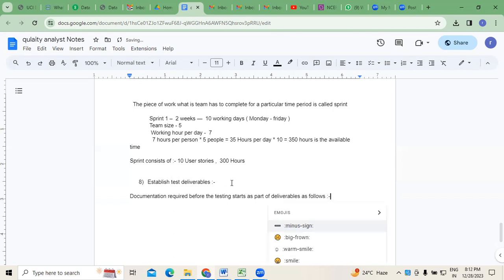Right, so as follows. The first one, we must be knowing about the test plan. After the test plan, the next is test design. Okay, these are the two things. Now, when it comes to the documentation part, we need to consider two things. One is the test plan, second is the test design.